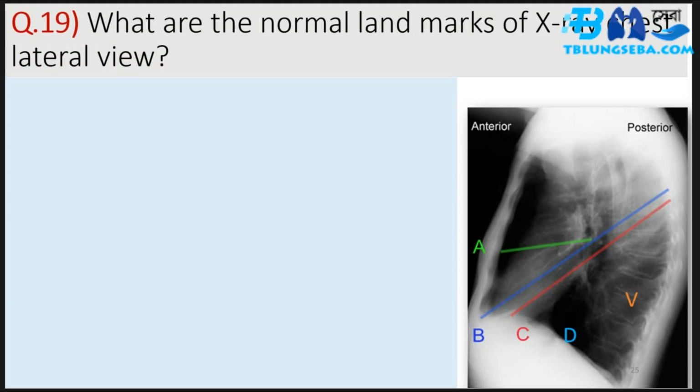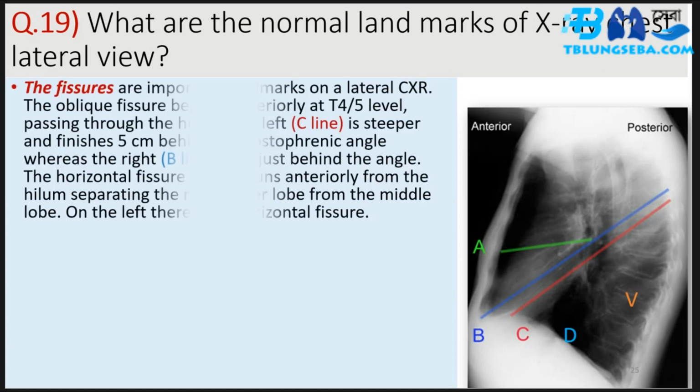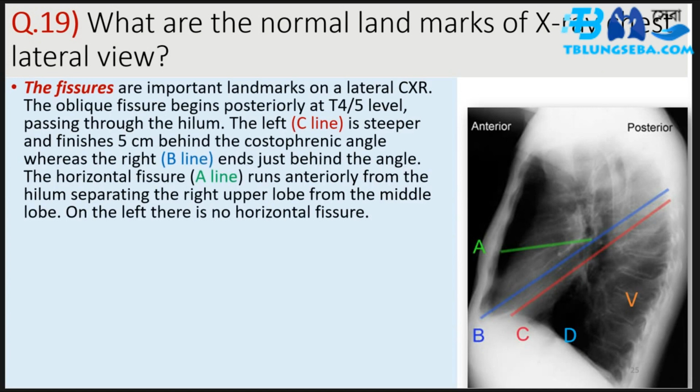Q.19, what are the normal landmarks of X-ray chest lateral view? The fissures are important landmarks on a lateral CXR. The oblique fissure begins posteriorly at T4/5 level, passing through the hilum. The left, C line, is steeper and finishes 5 cm behind the costophrenic angle, whereas the right, B line, ends just behind the angle. The horizontal fissure, A line, runs anteriorly from the hilum, separating the right upper lobe from the middle lobe. On the left there is no horizontal fissure.